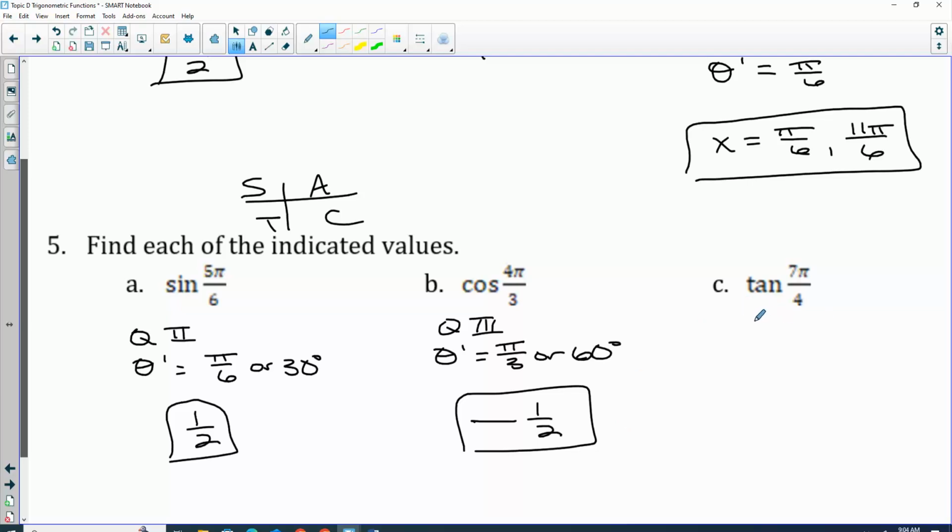Alright. Last one, 7 pi over 4. What quadrant? Reference angle is pi over 4, which we know is 45 degrees. Okay, in quadrant 4, is tangent positive or negative? Negative. And the tangent of 45? 1. Radical 2 over radical 2.